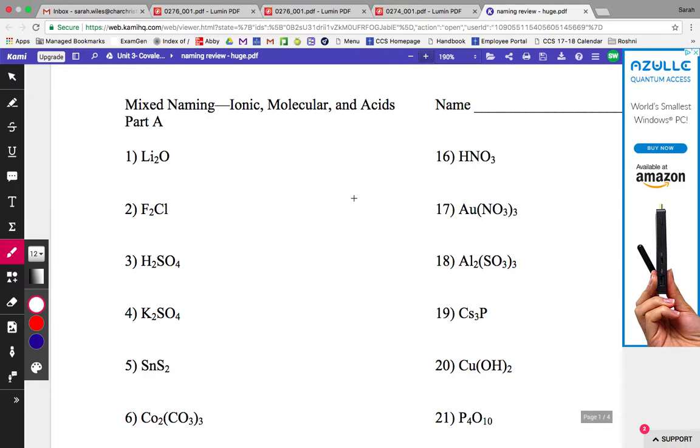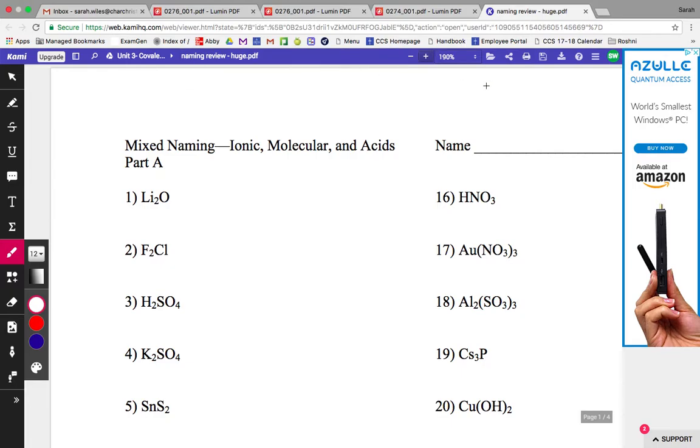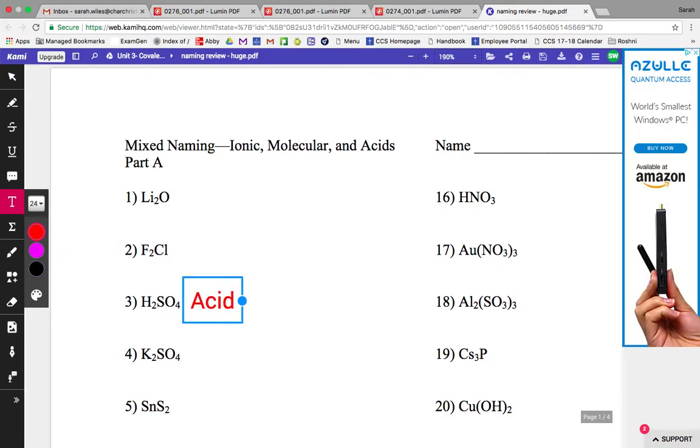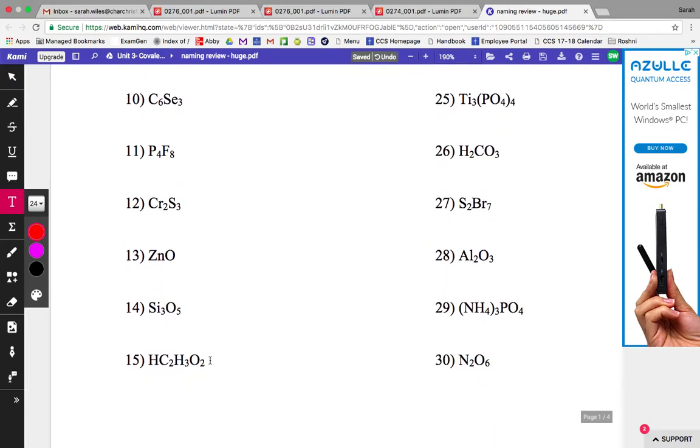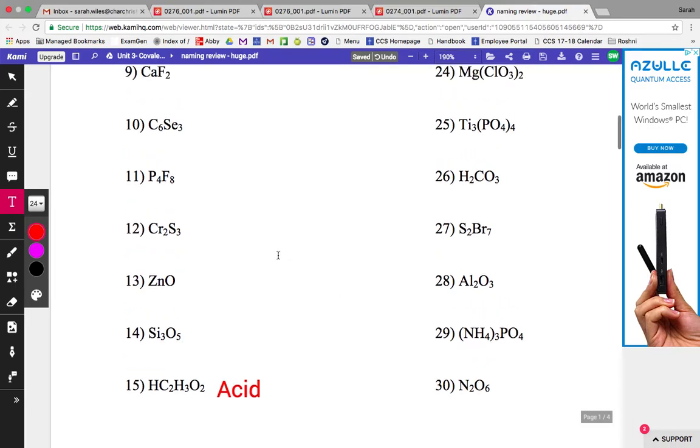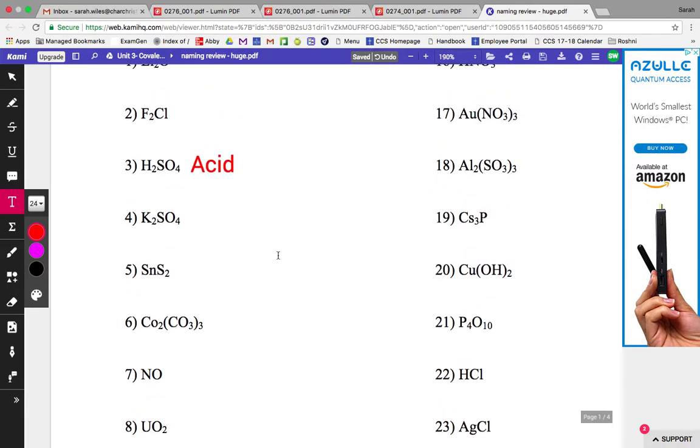Got it? Now, the first thing you need to do is sort out the acids. For this class, all acids will start with an H. So, in that first column of 1 through 15, I want you to go through every compound formula, and if it starts with hydrogen, it's an acid. Okay, so you should have labeled number 15 and number 3 as acids, correct?